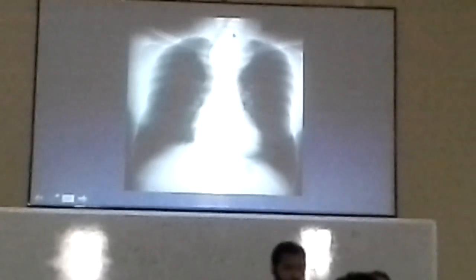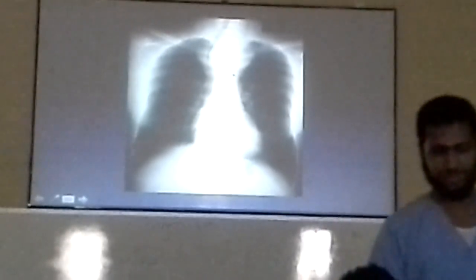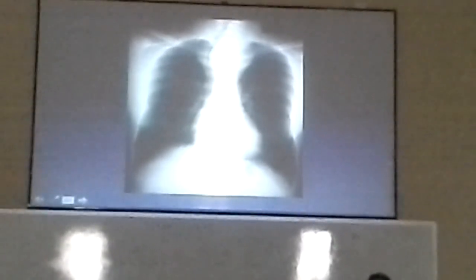This is another patient with thyroid enlargement. There is a flaky shift with increased density. Enlarged thyroid. This one is trachea. Trachea should be in the center. It is shifted towards the right and there is increased density here. So this is enlarged thyroid.